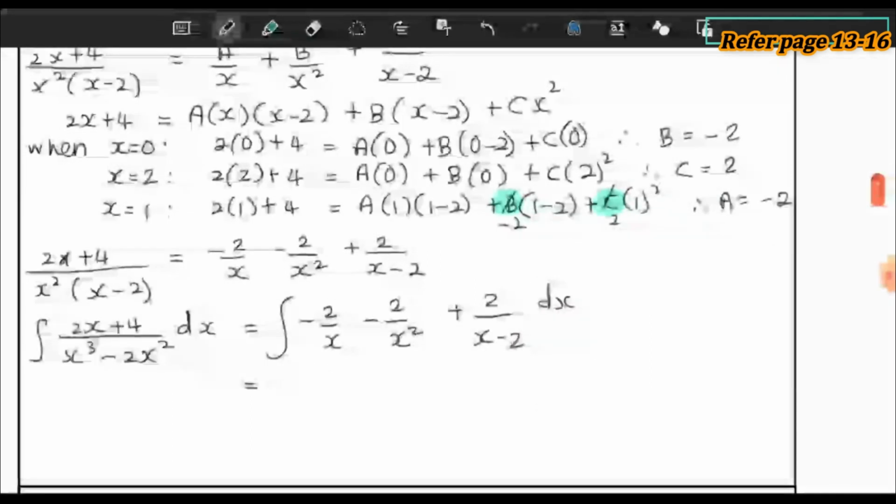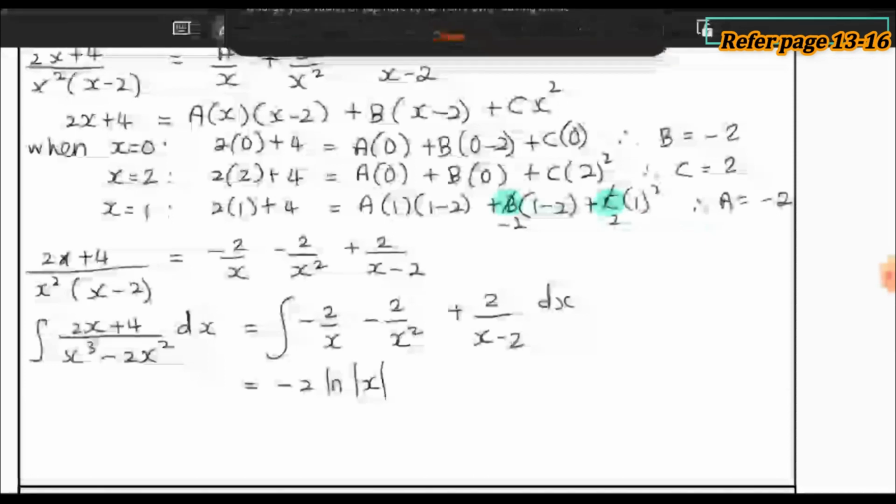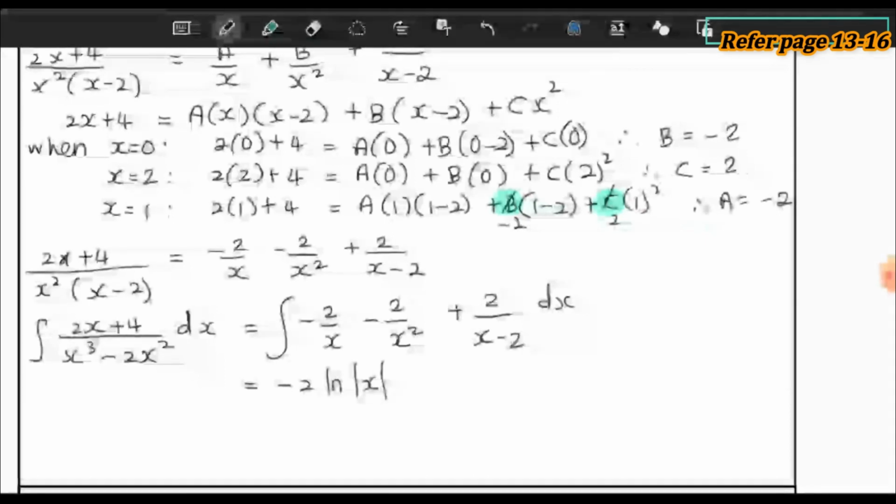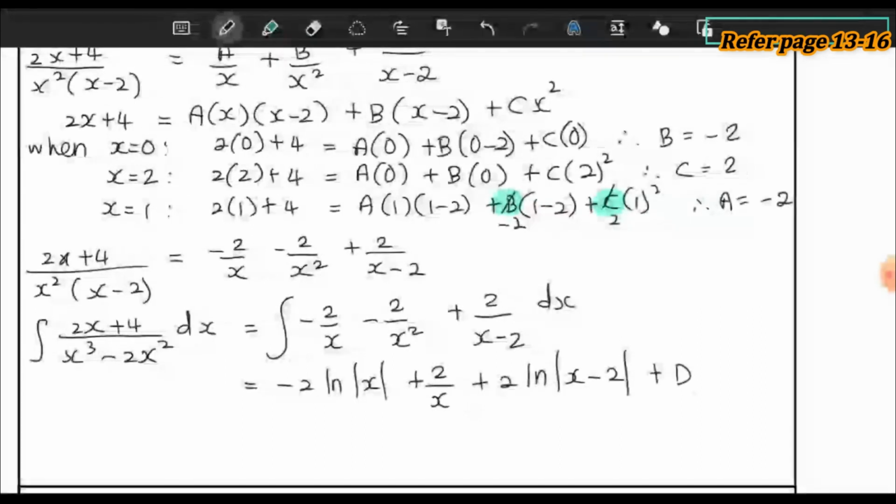Then we have −2 ln x. Next, plus 2/x, plus 2 ln|x − 2| plus d. Now, we are using d because we have used c from the previous part.